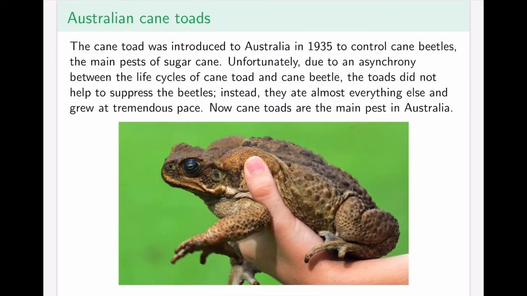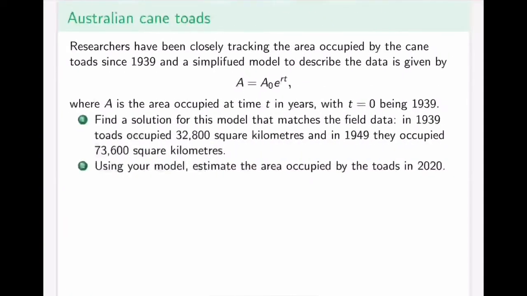Now, because this is such a big issue, their population and particularly the spread of the territory they're covering have been greatly studied. They've been studied since 1939. They were introduced in 1935. And we will first use this simplified model to try to model what their territorial coverage has been throughout the years. Year 0 will correspond to the first year we have data for, which is 1939.